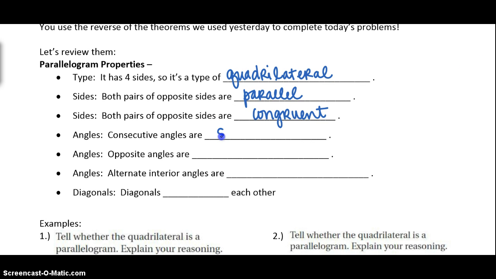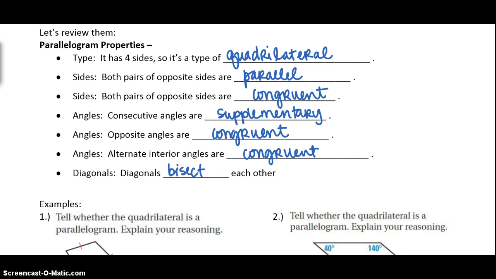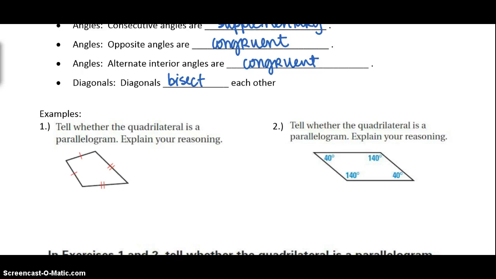Consecutive angles are supplementary, which means that the consecutive angles will add up to 180 degrees, and the opposite angles are congruent. Then don't forget that since you have parallel sides, there are alternate interior angles, and those are also going to be congruent. And then the diagonals will bisect each other. We have discussed these already in class. Now we're going to use them to go backward and find out if a shape is in fact a parallelogram. So let's look at number one.